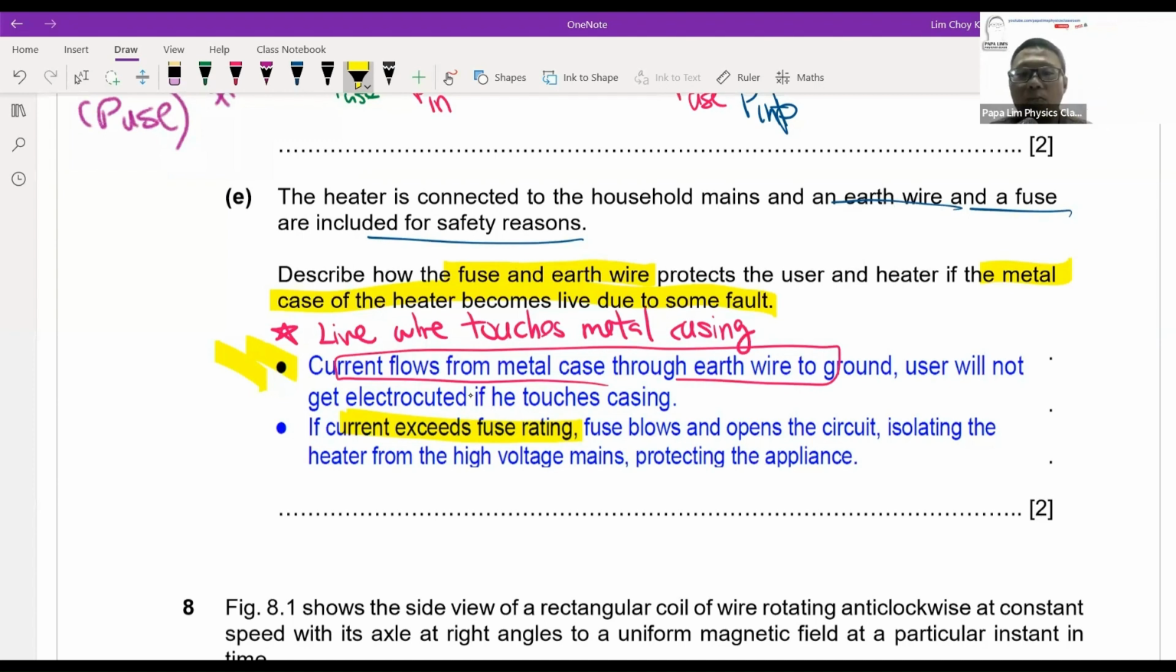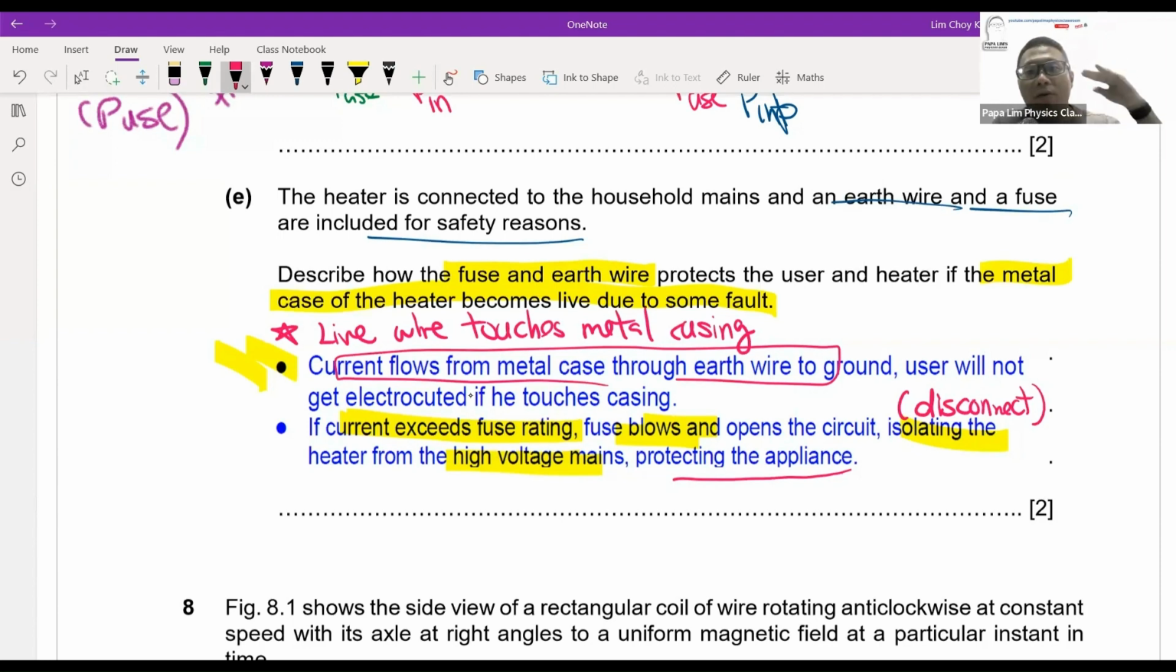And as a result, the fuse will blow, or the fuse will melt. And it will actually disconnect the appliances from the high voltage. Okay, isolate or disconnect. I will use isolate or disconnect. And once I disconnect the appliances from the live voltage, the high current in the metal casing will be cut off straight away. And as a result, I will be able to protect the appliances and indirectly protect the user. Okay, so this is how earth wire and fuse work hand in hand with each other.